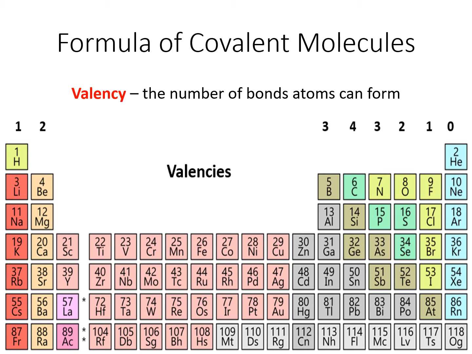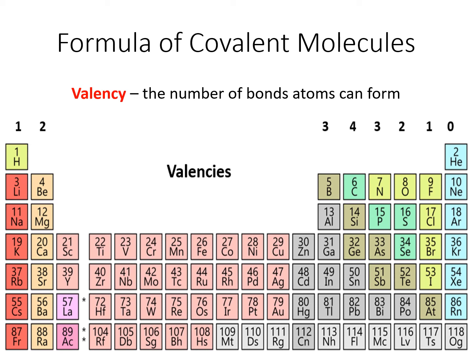So you may notice that the valencies are similar to the group numbers. Group number 1, the valency is 1. Group 2, the valency is 2. Group 3, the valency is 3, which means it wants to form 3 bonds. Group 4 is 4, and then it goes backwards, so it differs from the group numbers. So group 5, we have a valency of 3, then 2, then 1, and then 0.